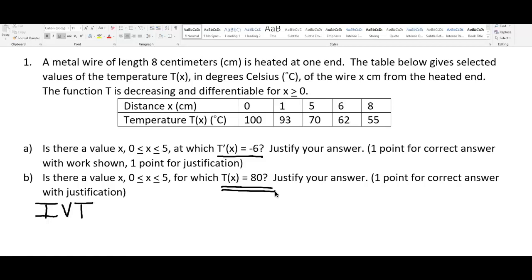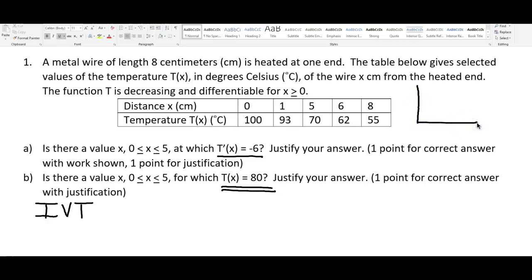Okay? So, is there a value of x on the interval from 0 to 5 for which t of x equals 80? Justify your answer. Okay. So, first of all, this stuff that I'm about ready to do, you don't need to write on your test, but I just want to refresh your brains on what is the intermediate value theorem.